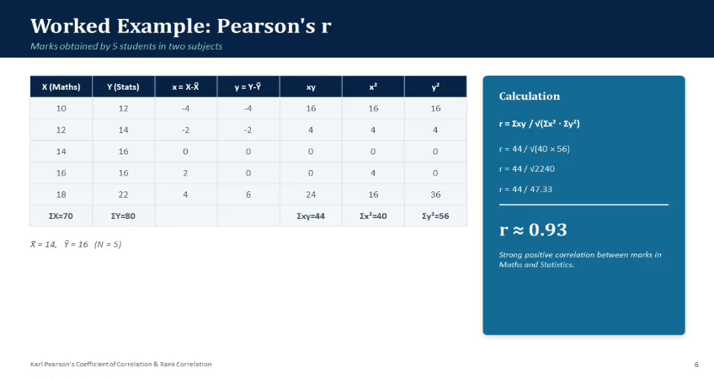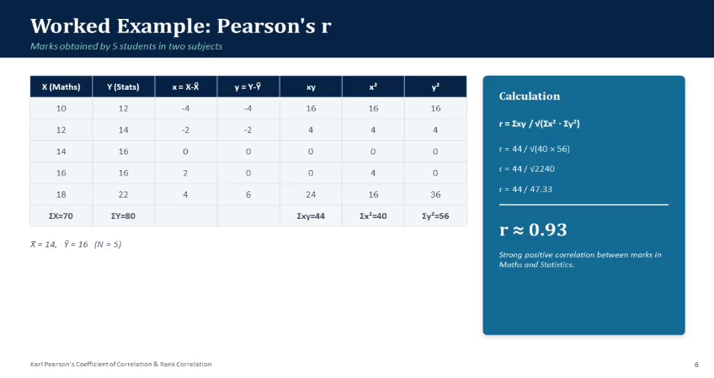Now we have to multiply the values of small x and y, which is in the fifth column. Therefore, -4 into -4 becomes 16, -2 into -2 becomes 4, and it goes on. Now we have to consider the value of small x square, which is the square of the third column elements. -4 into -4 is equal to 16, and so on.